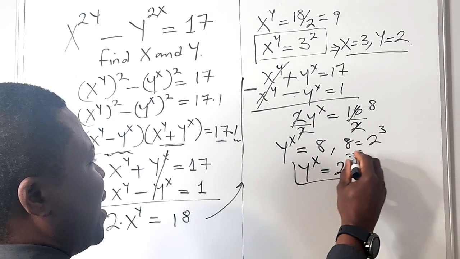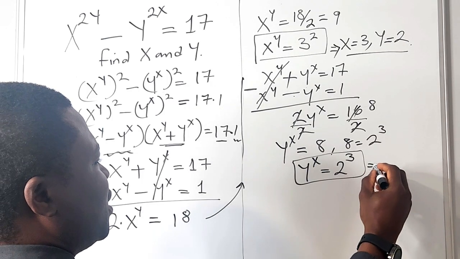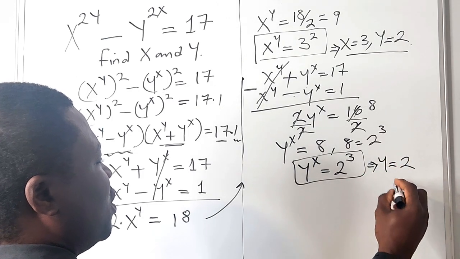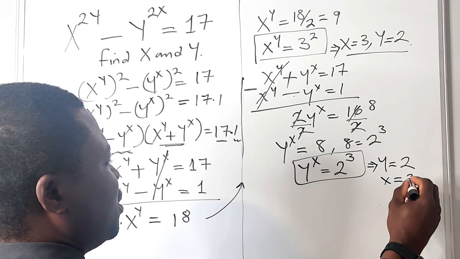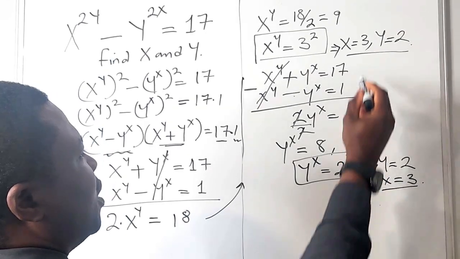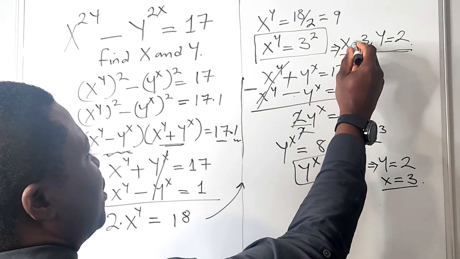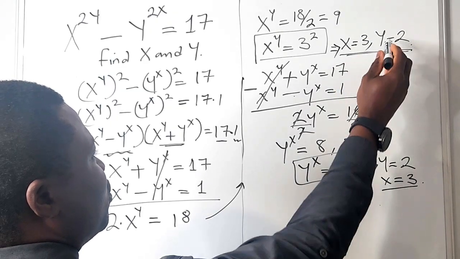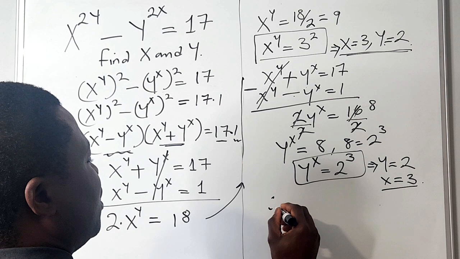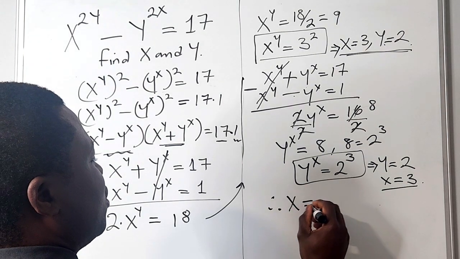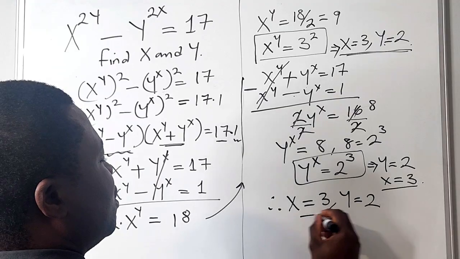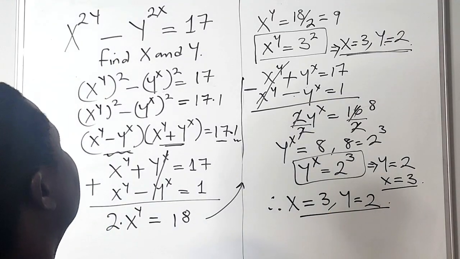Therefore, y raised to the power x is 2 raised to the power 3. And from this answer, we can see that our y corresponds to 2 and our x corresponds to 3. And if we look up here, our x corresponds to 3 and our y corresponds to 2. Therefore, our x is equal to 3 and our y is equal to 2.